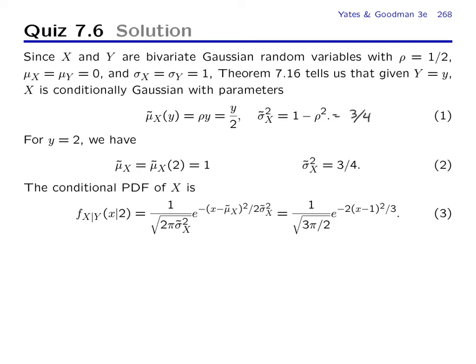And the point here is that learning that y is positive, and because the correlation coefficient is positive, when you learn that y is 2, you now have a new estimate for x. It's no longer expected value 0, it's expected value 1. And then you can write down a conditional PDF of x given y by just plugging in the parameters for the conditional expected value and the conditional variance.